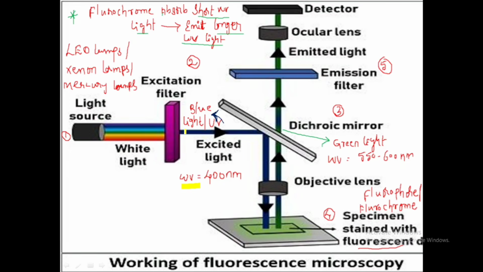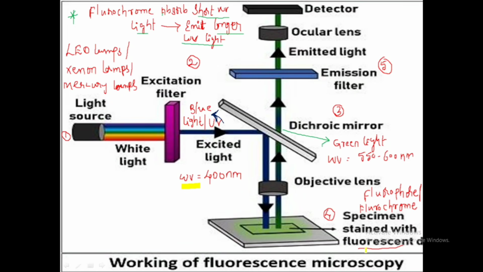This excitation light, the blue or ultraviolet light, is reflected by the dichroic mirror, which we arrange at a 45 degree angle. This dichroic mirror is very special. It can reflect the high intensity light, that is the blue light with a short wavelength of 400 nanometers. Then the blue light passes through the objective lens and finally hits the sample.